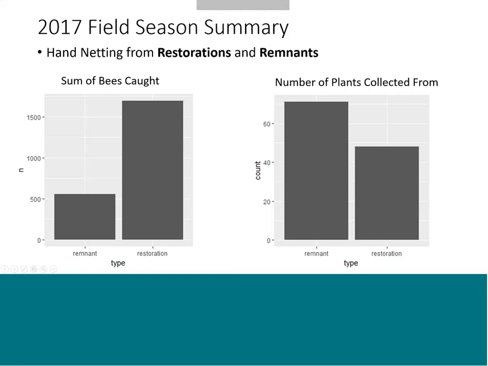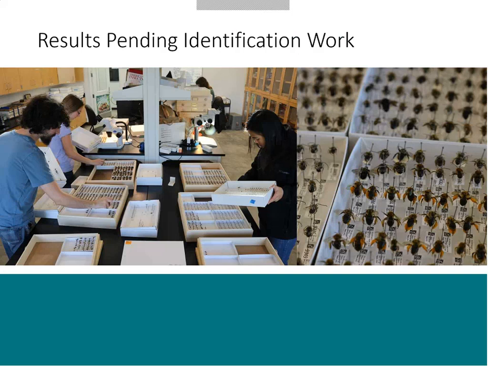But in the remnants, we collected bees off of more types of flowers. There were just more species of flowers there, and the bees came from a broader selection of them. So that's really interesting too. This is something I'm going to try to dig into as the year goes on. To get at that species level information, there's a lot of work to be done, and this is something I hope to come back and share as we get more information.